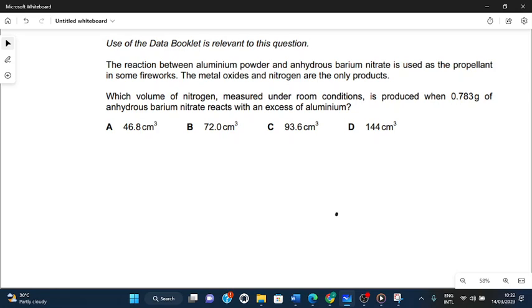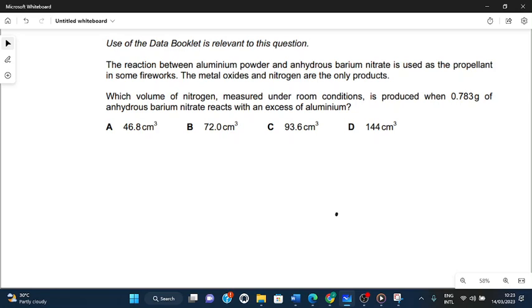So let's go. The reaction between aluminum powder and anhydrous barium nitrate is used as a propellant in some fireworks. I'm just reading the question. The metal oxides and nitrogen are the only products. That is a clue, so pay attention to that. Which volume of nitrogen, measured under room conditions, is produced when 0.783 gram of anhydrous barium nitrate reacts with an excess of aluminium? So we are dealing with aluminium, barium nitrate, and nitrogen. Those are the only components we're interested in.